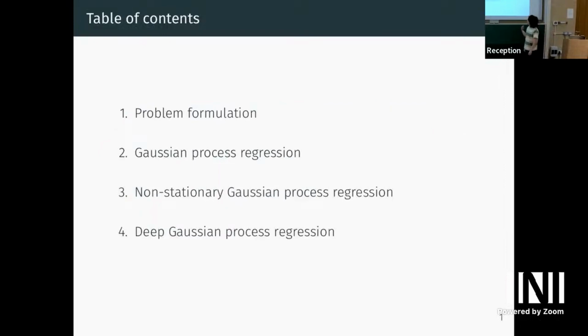So what we're going to talk about: problem formulation, Gaussian process regression in general, and then non-stationary Gaussian process regression. There are a few subjects inside this as well. Everyone's from quite a mixed background, so if there's anything that people don't understand, just chat.